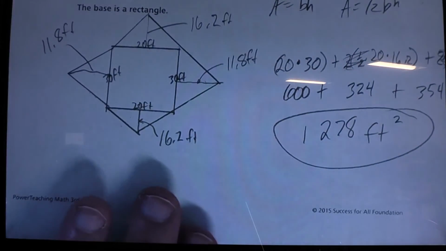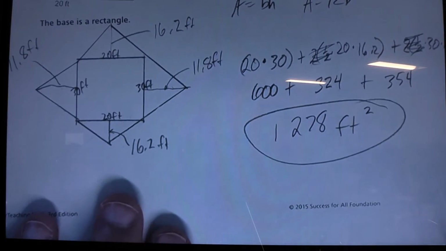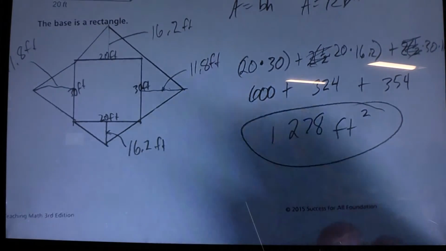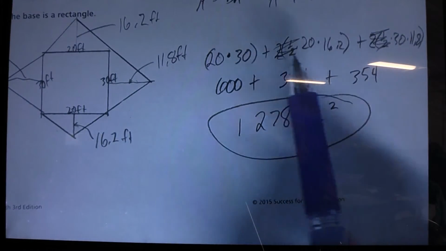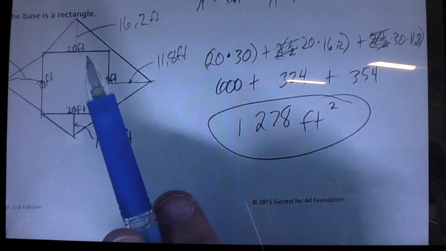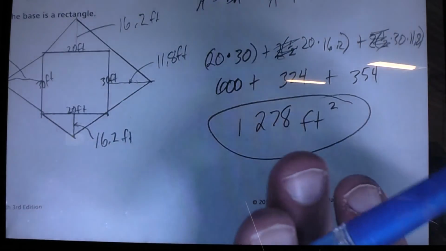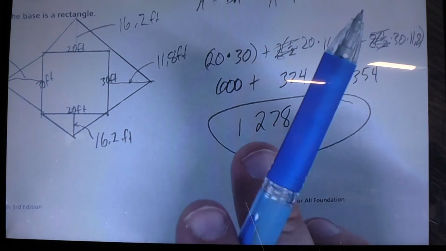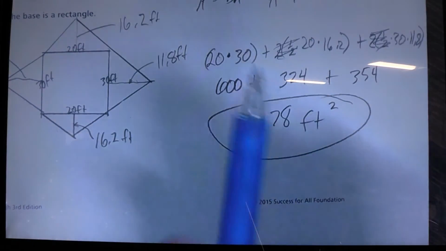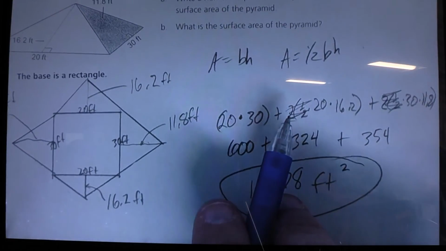So I have for number 3, 1,278 feet square. I could also refer to it as square feet. Now, my numeric expression is this one right here. I used what I know about finding the area of a triangle, finding the area of a rectangle to get my answer. Also, I made a model here with my net to make sure I wouldn't leave anything out. And here is my answer. This would be the surface area of the pyramid.